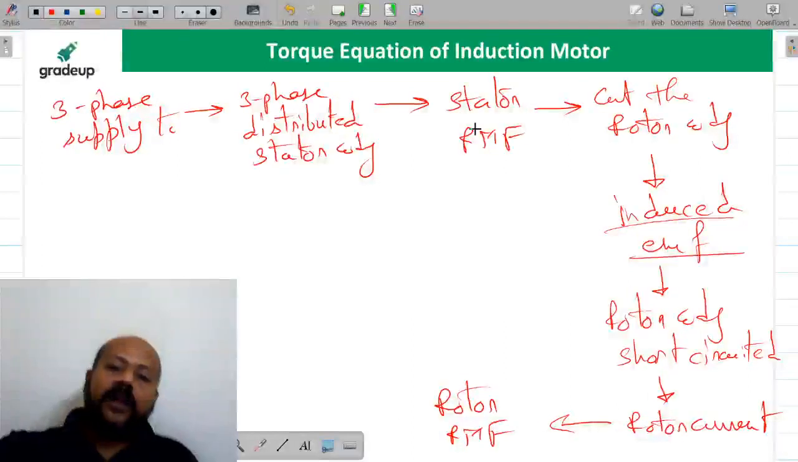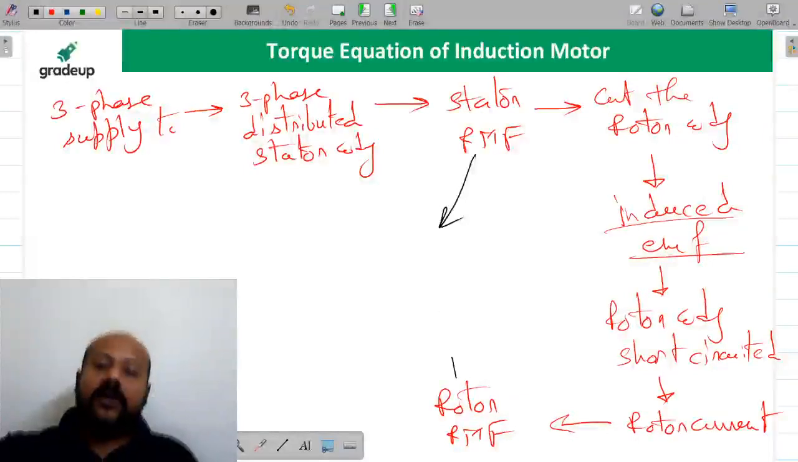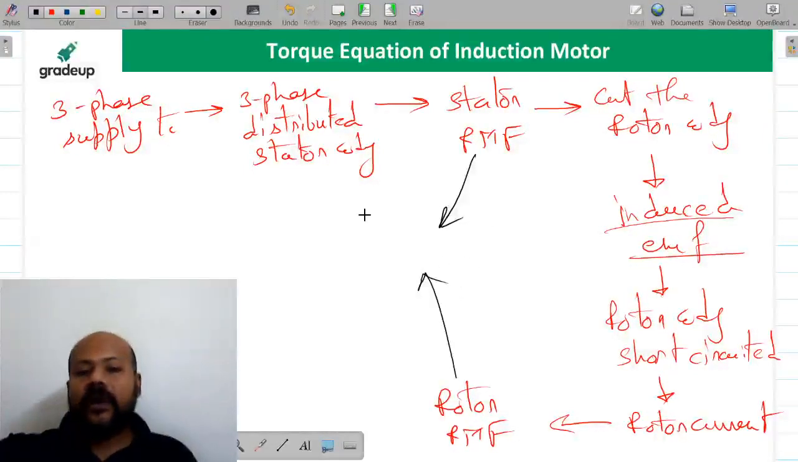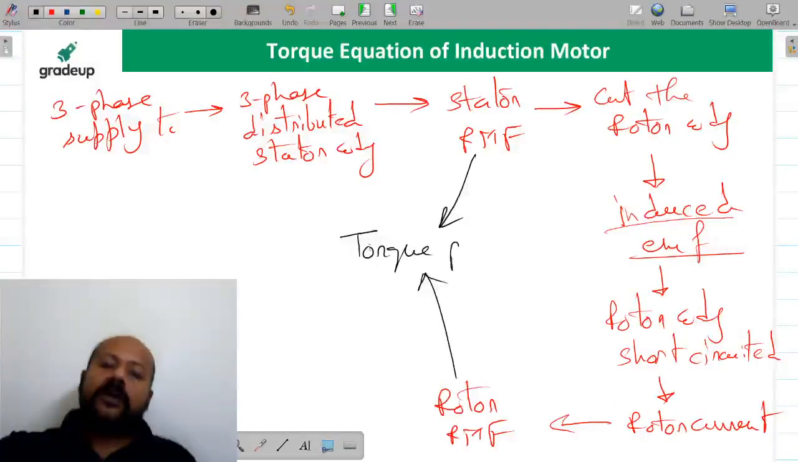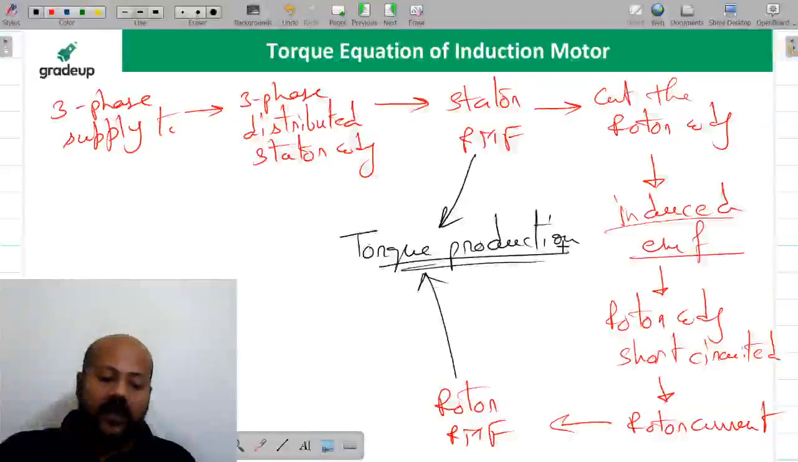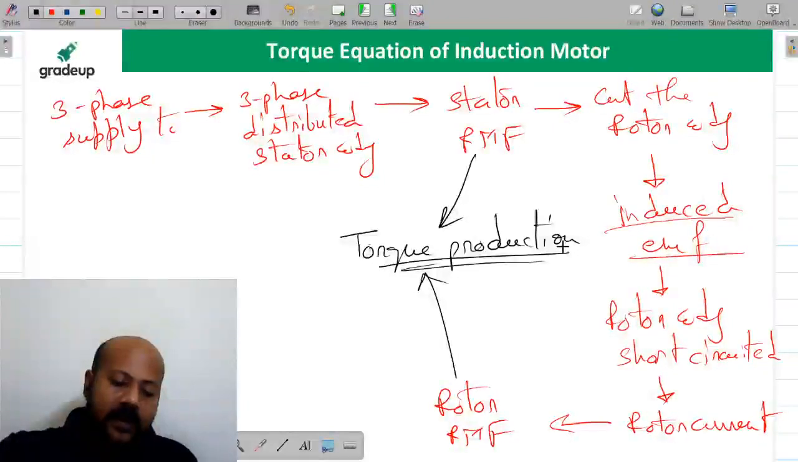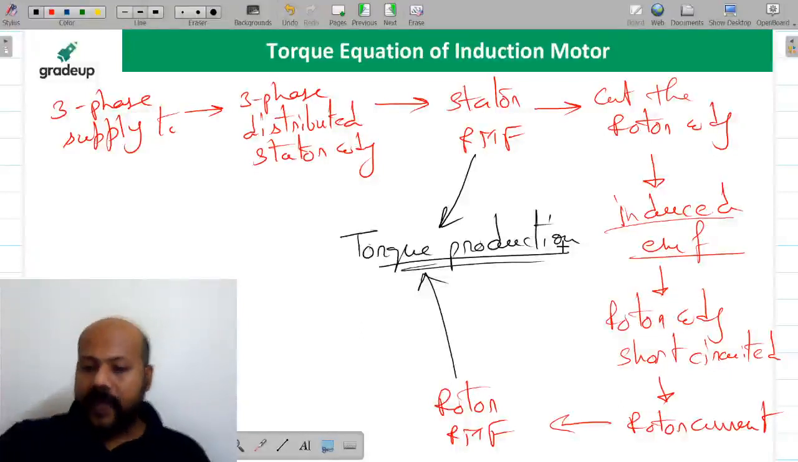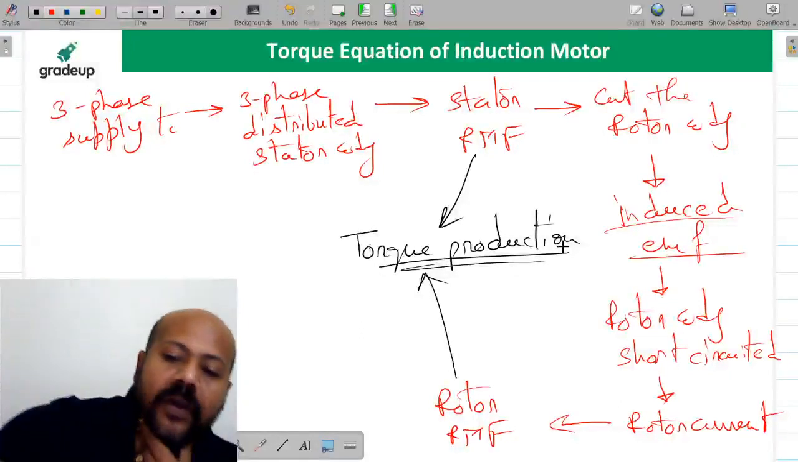Now what is happening? Because of the interaction of these two rotating magnetic fields, stator and rotor, there is torque production, because of which your induction machine is going to rotate or start. Is it clear to all of you? I hope it is clear, Ranjit Mahal. Okay.